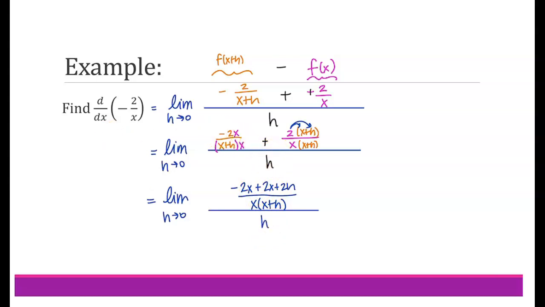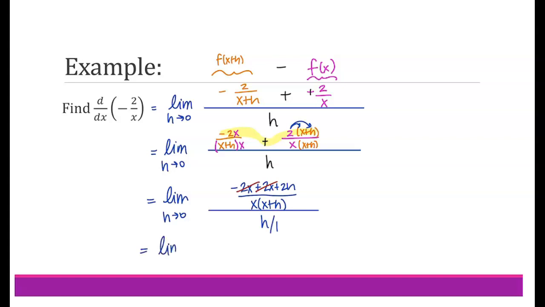So essentially I added across the numerator here because I had common denominators. So I put it all together. Now notice that minus 2x plus 2x equals 0. Those are opposites. And so I have 2h over x times the quantity x plus h all over h. I'm going to make that h over 1.